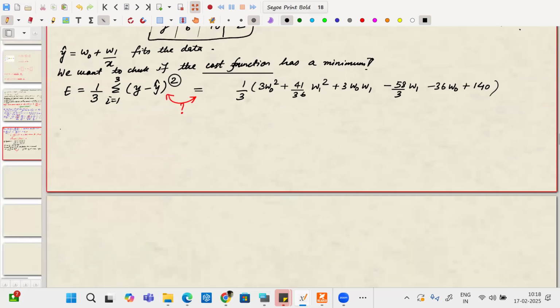Now our job is to see whether the function E, that is the cost function of this regression problem, attains a minimum. If it attains a minimum, then it is good, because then you can claim that you use these weights W0 and W1 and put them here, and that will be the best candidate to fit your data set. Do you agree? How many of you agree?